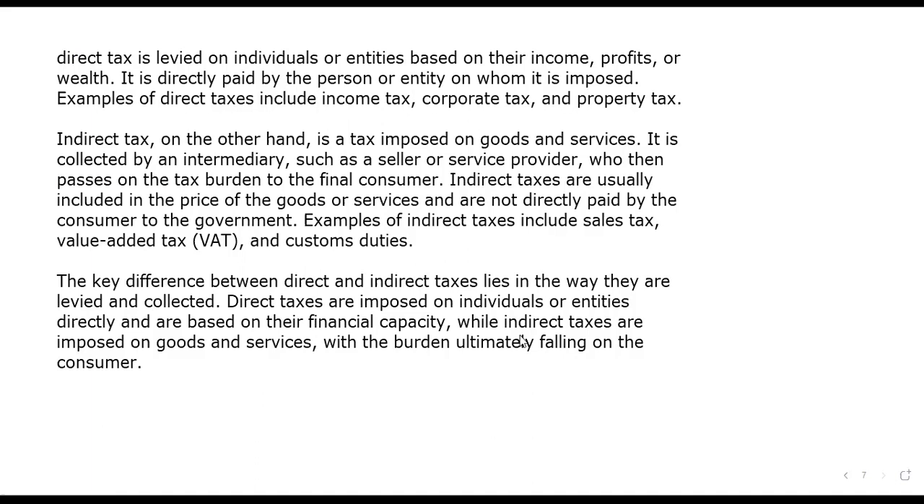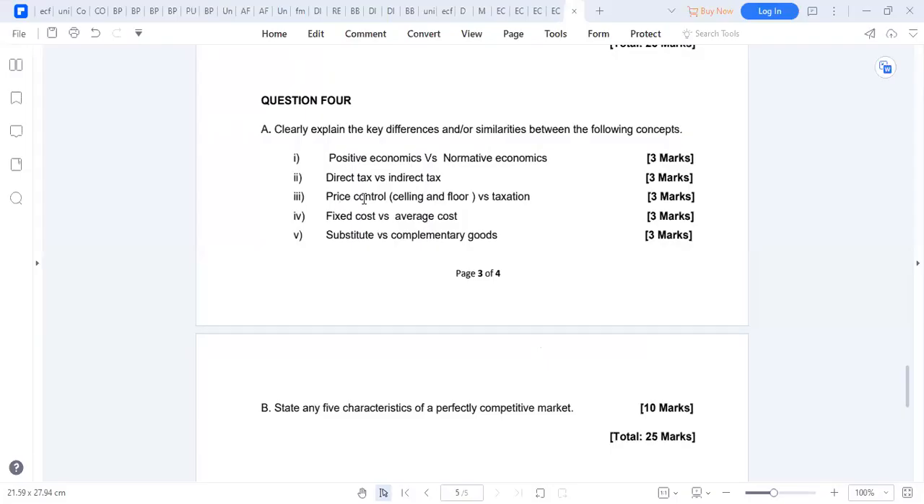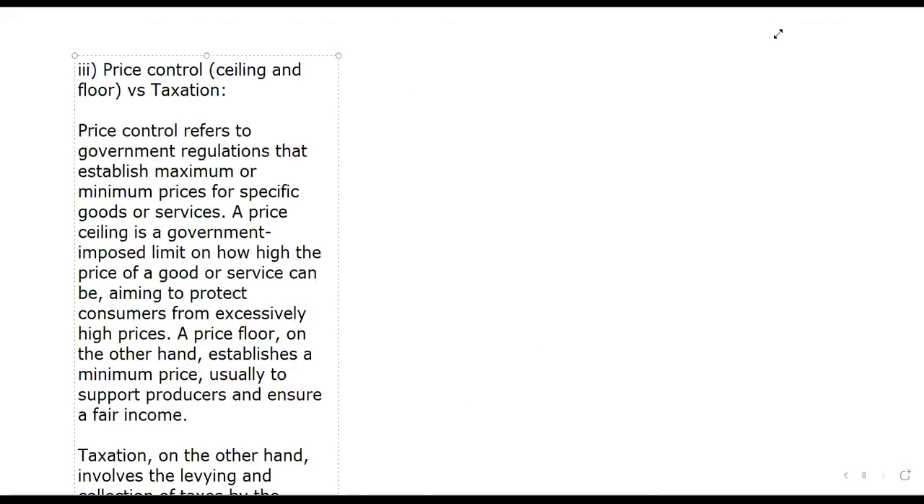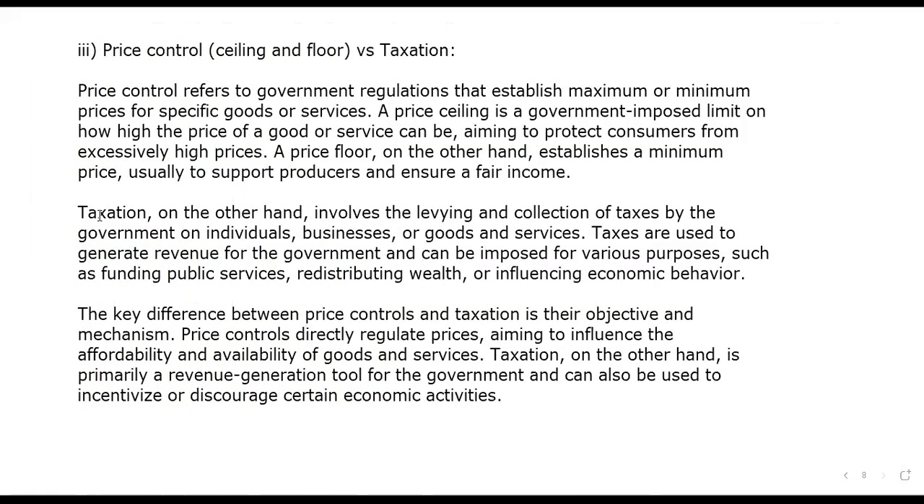So let's go to price controls. What is price ceiling, price floor, and how do we understand taxation? Anyone who could try to attempt, I explained all this. Price controls refer to government regulations that establish the maximum and minimum prices for a good or service. So price ceiling is the government-imposed limit on how high a good's price can be, aiming to protect consumers from exploitation. Price floor, on the other hand, is a minimum below which prices cannot go, to protect the producers.